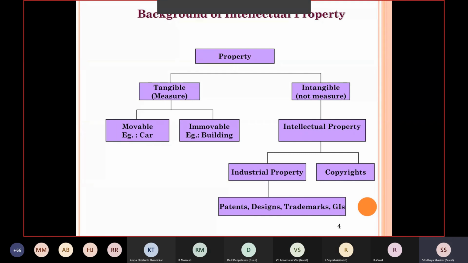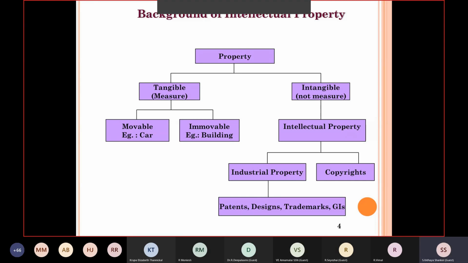Rights is my fundamental right. Property means it is similar to other property like a car and a building, but from my knowledge, I am getting that property. So that is the difference between tangible and intangible. In the tangible, intangible category, that is intellectual property, I am having another two divisions: one is industrial property and another one is copyright.